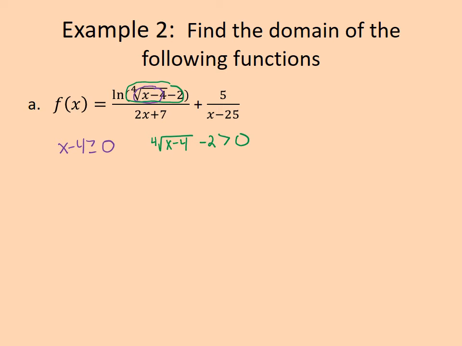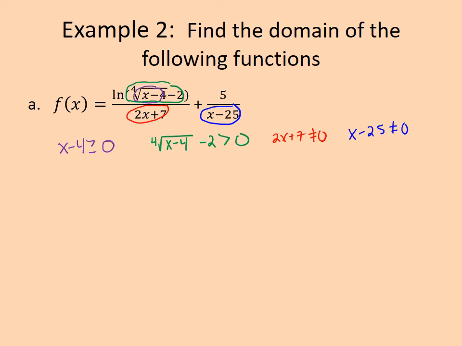We also have two fractions in the denominator. So 2x plus 7 cannot be equal to 0. And last but not least, we have another fraction in the denominator. So x minus 25 cannot equal 0. So now we need to solve all of these and look for the most restricted in this particular situation.